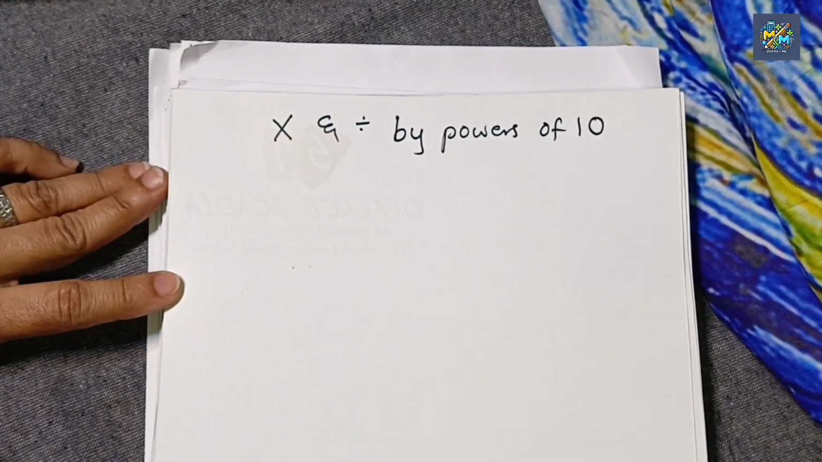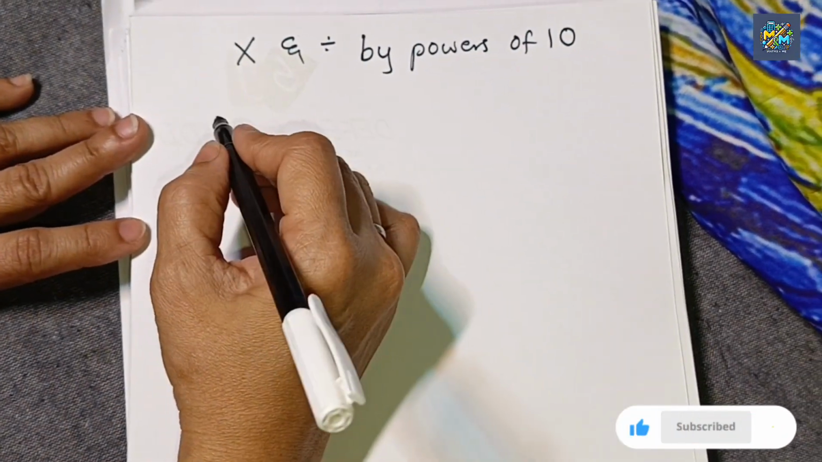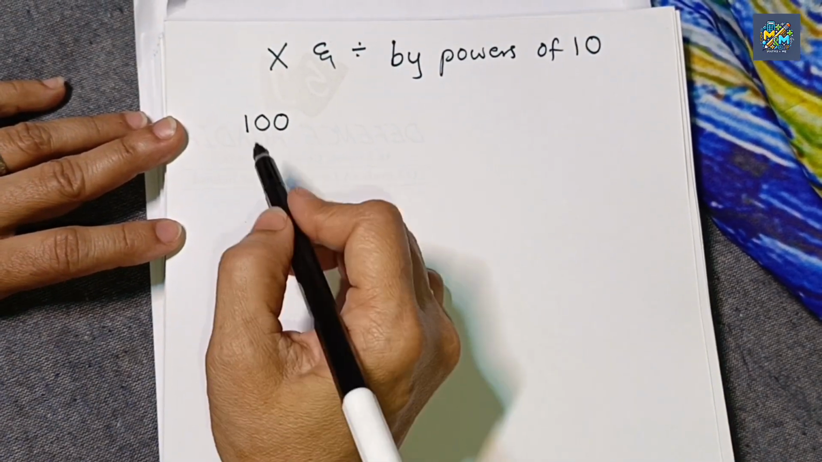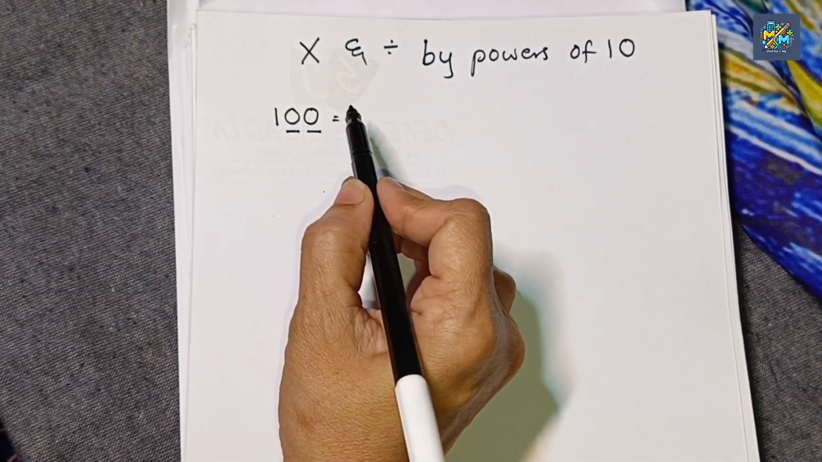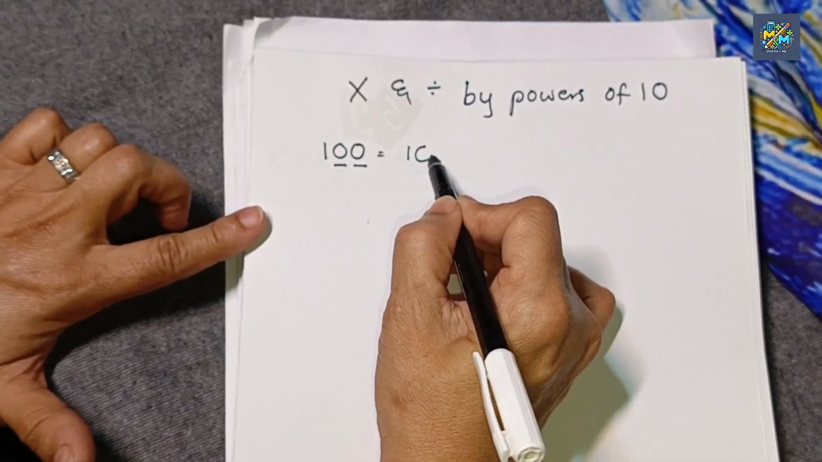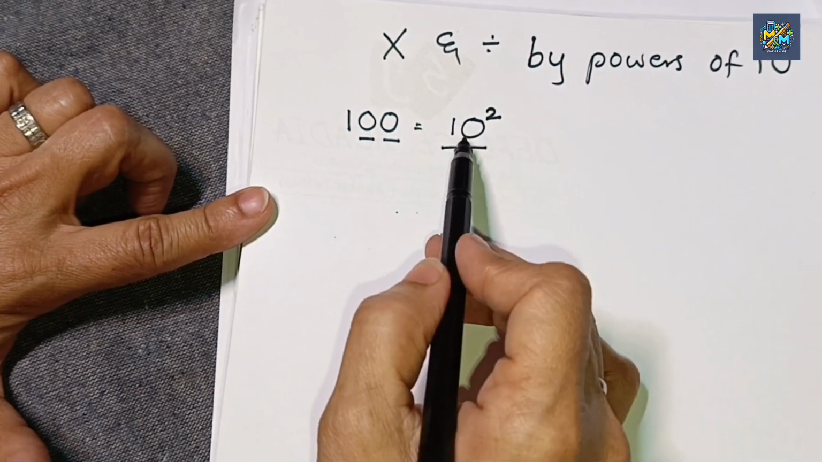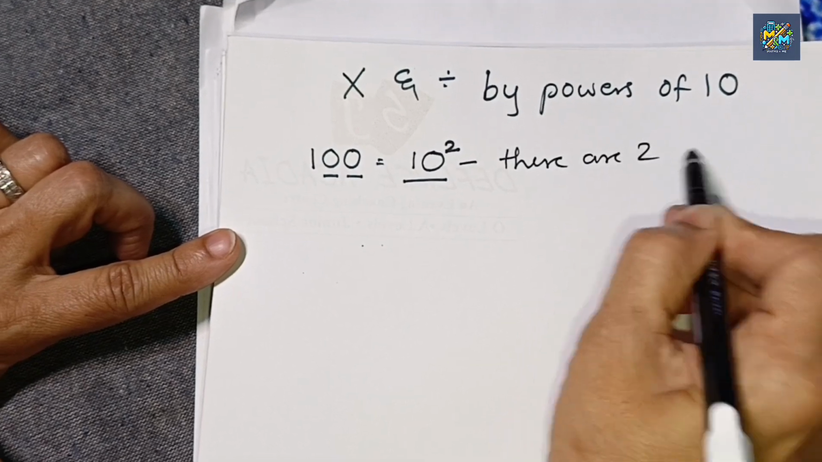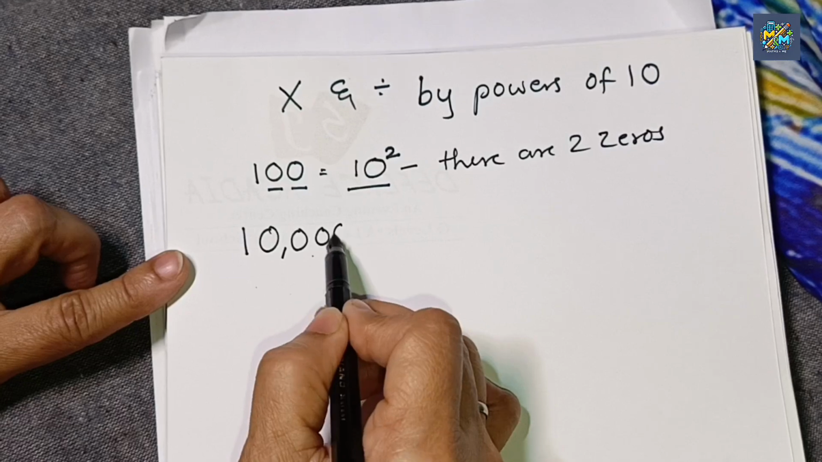This is a very simple and easy topic. So power of 10 means, you know what. See, if I write 100, I always have to focus on the number of zeros given over here. Here there are two zeros, so instead of writing 100 I can write 10 raised to 2. 10 raised to 2 means there are two zeros.